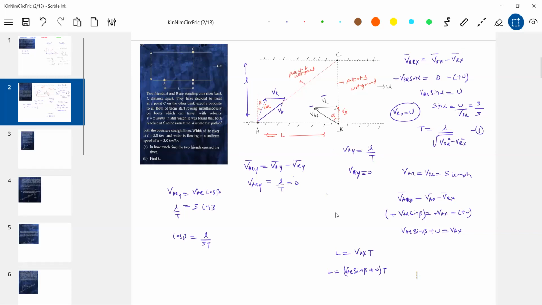The value of L will be 4.5 kilometer. And this time is what? 3/4 hour. These are the answers.